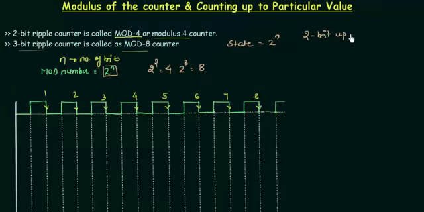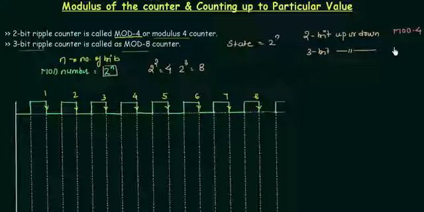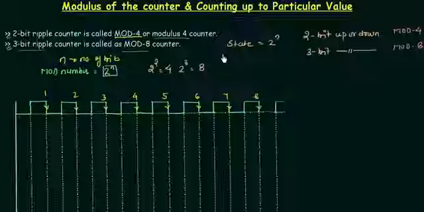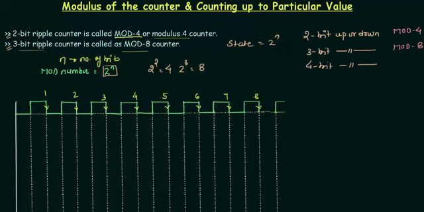2-bit up or down counter. If you're having a 2-bit up or down counter, then we can say that the mod number or the modulus is 4. It is a mod 4 counter. And if I have a 3-bit up or down counter, then I have the modulus equal to 8 that we have already seen here. And if I have a 4-bit up or down counter, then the mod is 16.